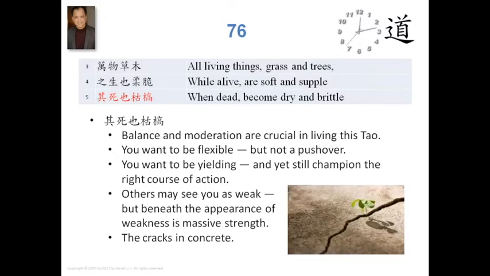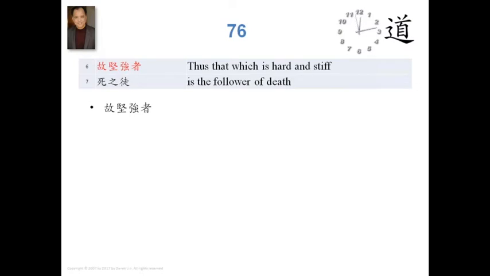So use that as your mental imagery. Is it weak? No, I would say it's actually very strong, but it may appear to be weak for those who do not understand the Tao. Okay, we're making pretty good progress.